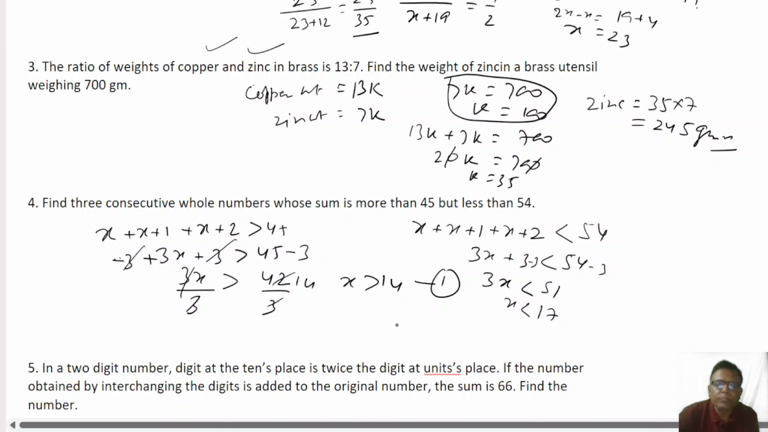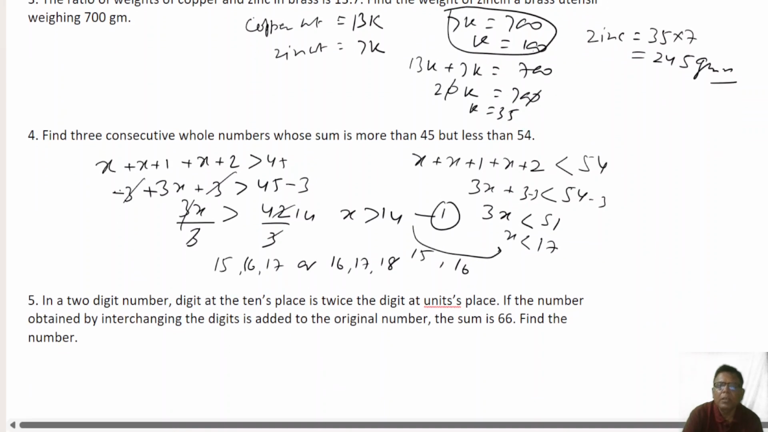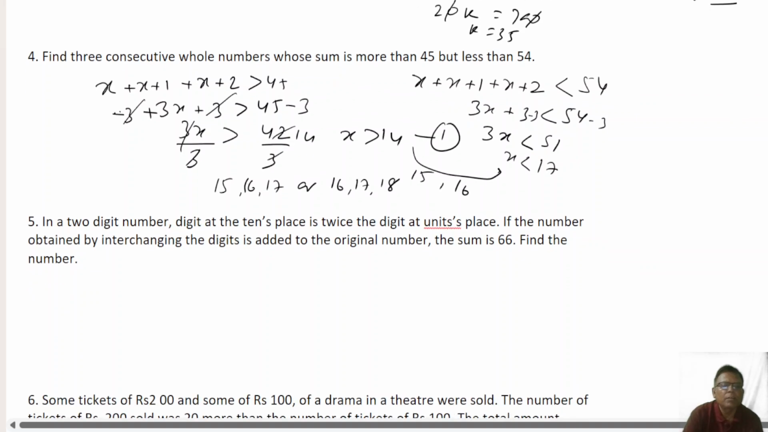So what is the number between 14 and 17? It is 15 only and 16 only. So the three consecutive numbers will be 15, 16, 17 or 16, 17 and 18. So this is the answer of question 4. Now come to question number 5.